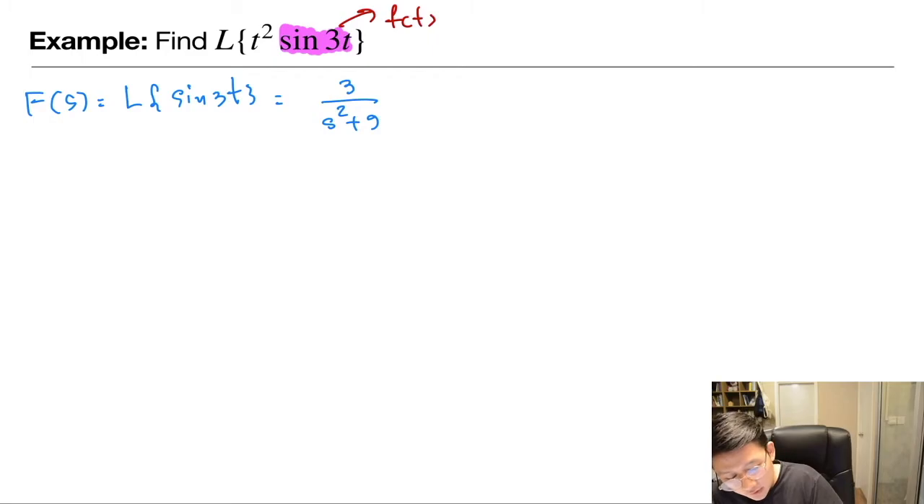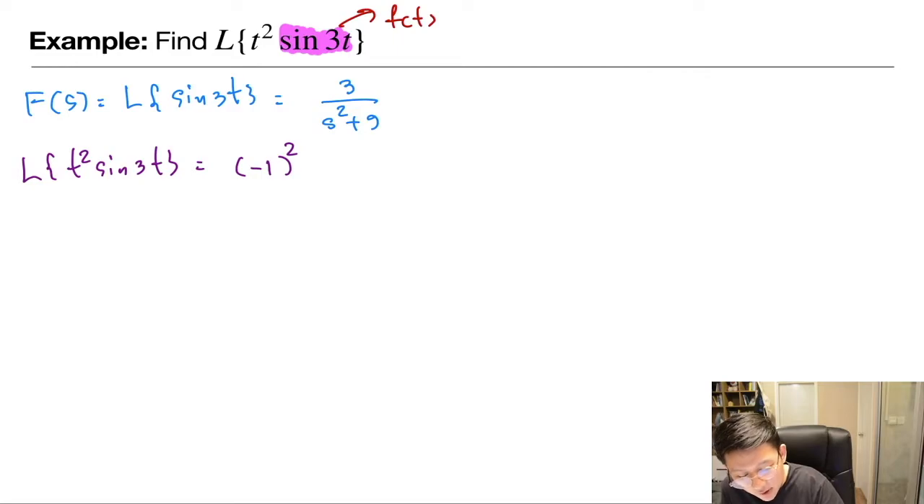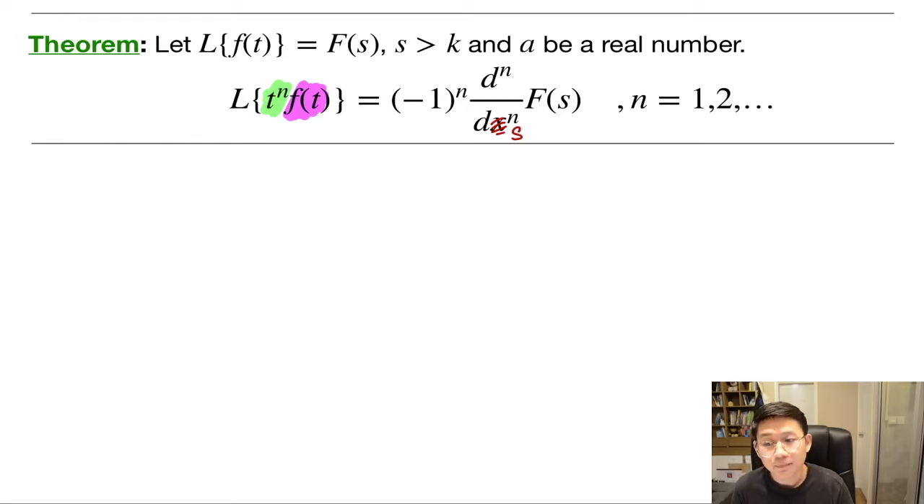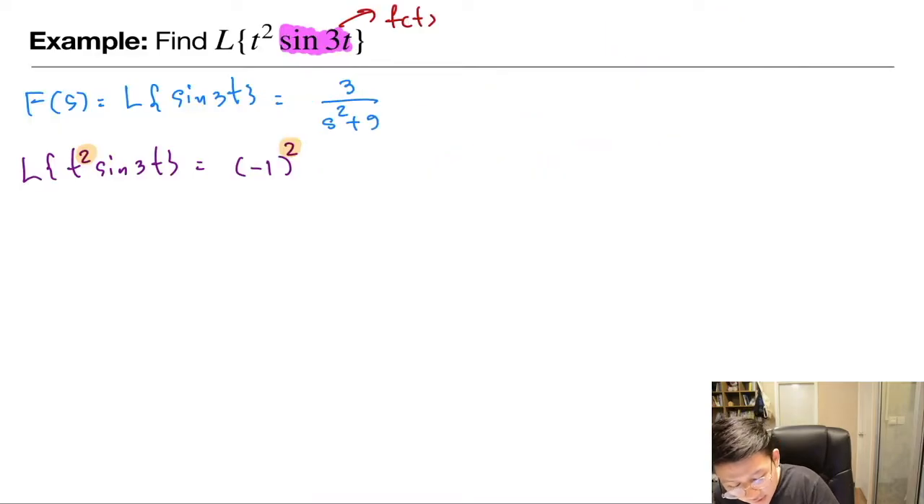So then the Laplace transform of t squared sine 3t would be minus 1 squared. Guys, right now our n is 2, so it's minus 1 to the n. Look at the technique, guys. It's minus 1 to the n. And then you need to find the nth derivative, which in this case is the second derivative of F(s), which is 3 divided by s squared plus 9.